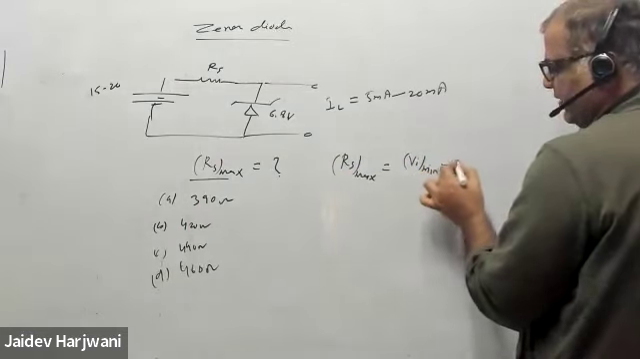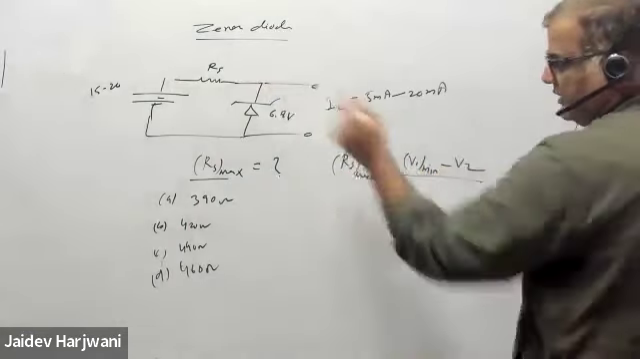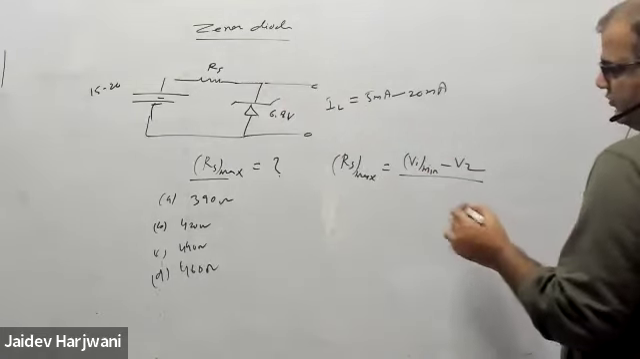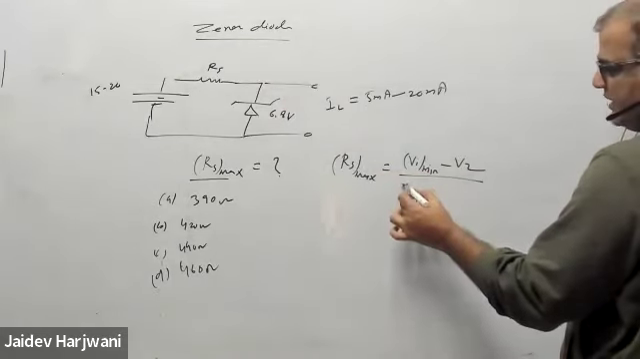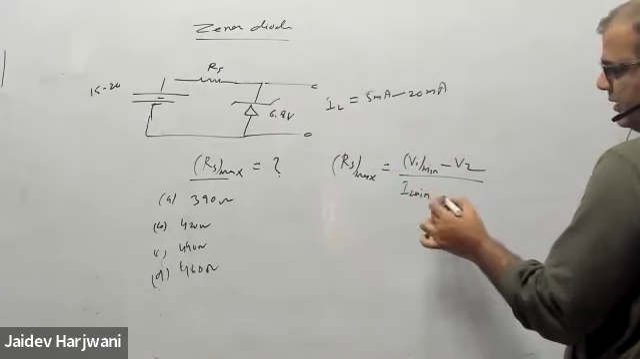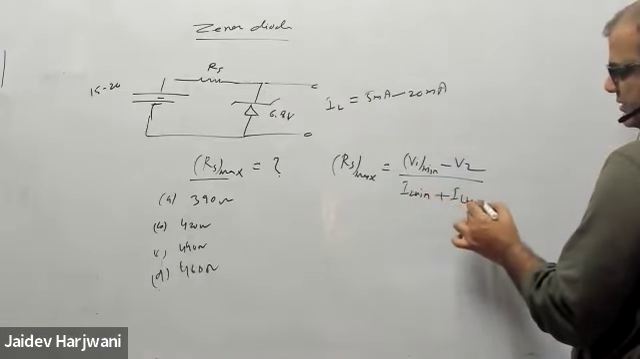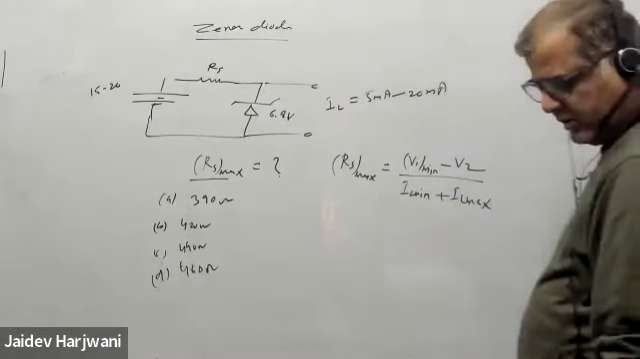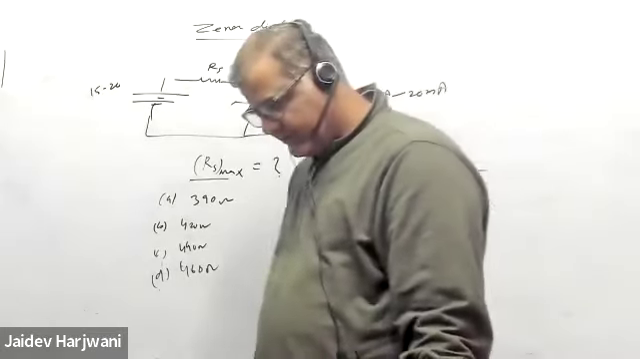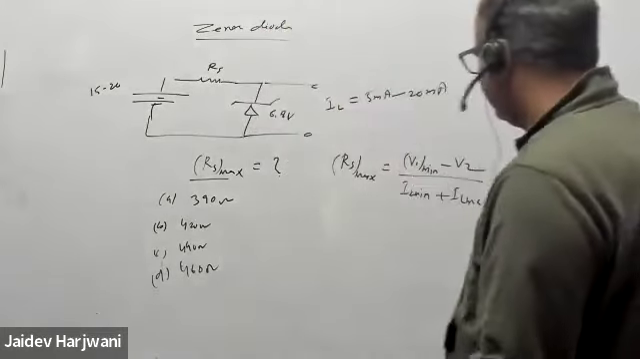Vz is fixed in this limit. You have to take when RS is max, IZ is minimum, and IL is max. This you have to remember. This is the formula. Now one more thing here.